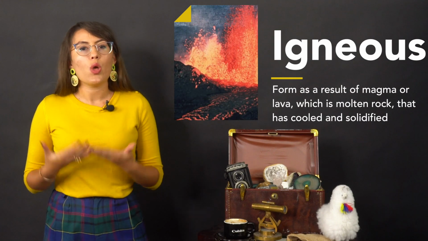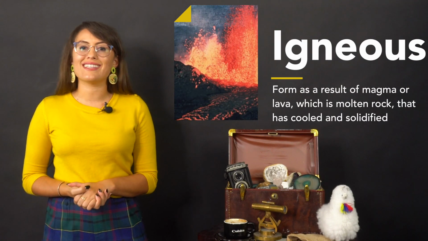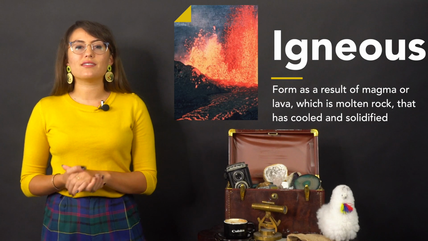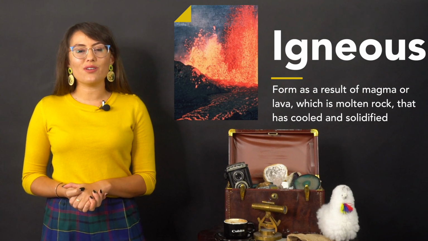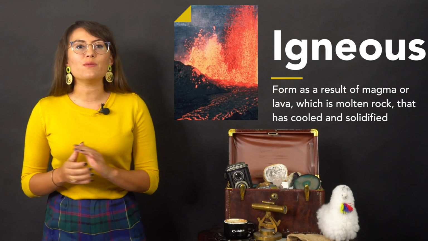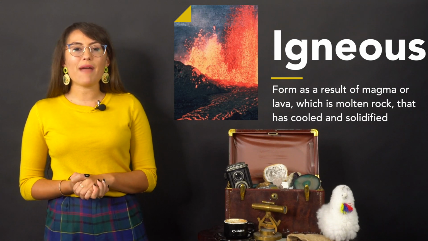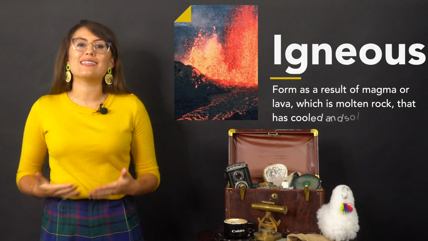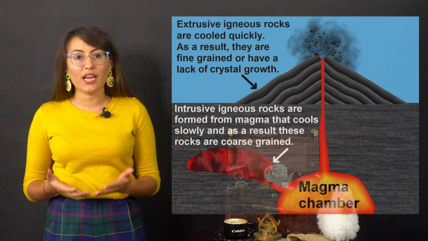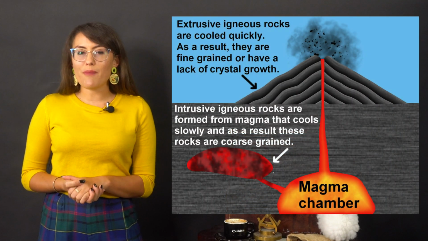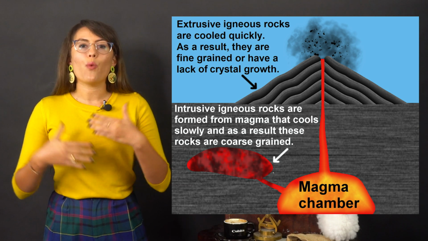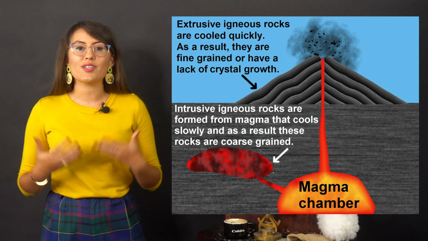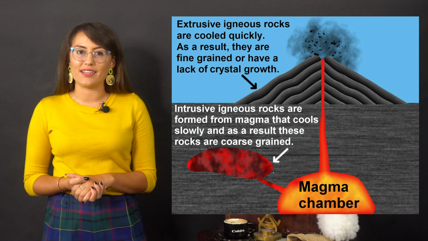Igneous rocks form as a result of magma or lava, which is molten rock that has cooled and solidified. Magma is developed underground, either in the lower crust or upper mantle, as a result of intense heat. The difference between magma and lava is that magma is underground, whereas lava is magma that has erupted from either a volcano or a fissure. If magma cools in the earth, this is known as intrusive igneous rock, whereas lava cools on the earth's surface, and this forms extrusive igneous rock.